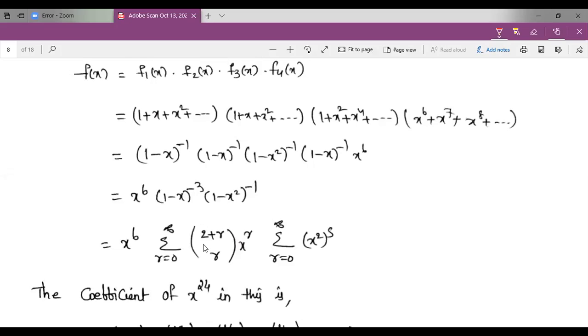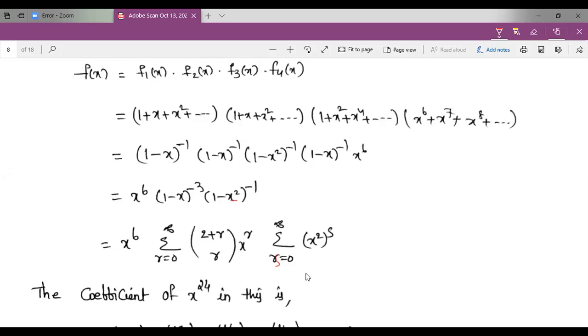So 3 minus 1 is 2, so 2 plus r choose r, x power r, summation r is equal to 0 to infinity. And for the other series, not r, so we denote it with another variable, s is equal to 0 to infinity. In place of x, we are having x square, so x square whole power s. So now we find the coefficient of x power 24, since the total number of marbles is 24, in this function.